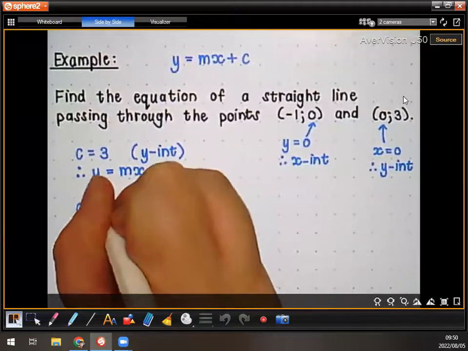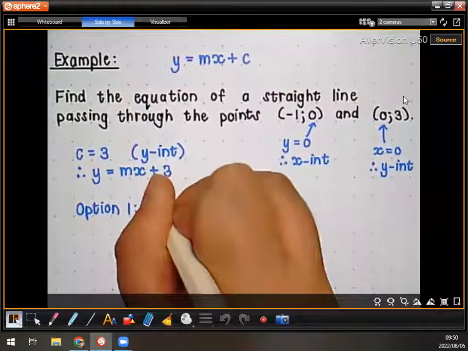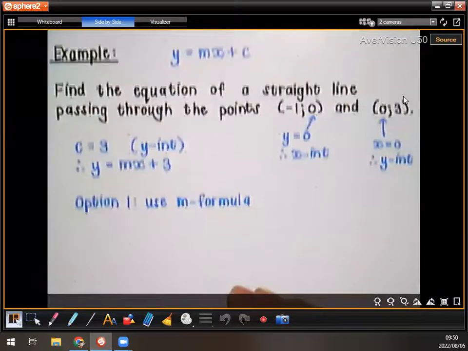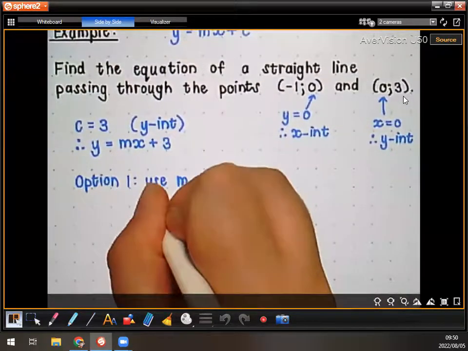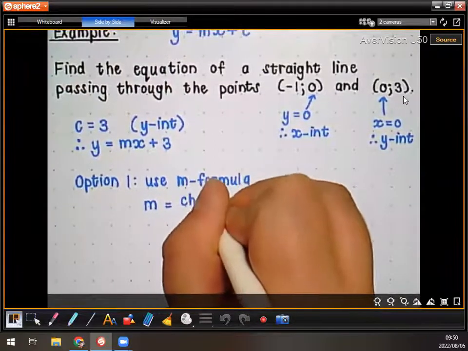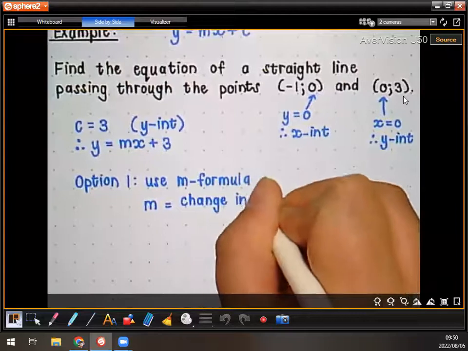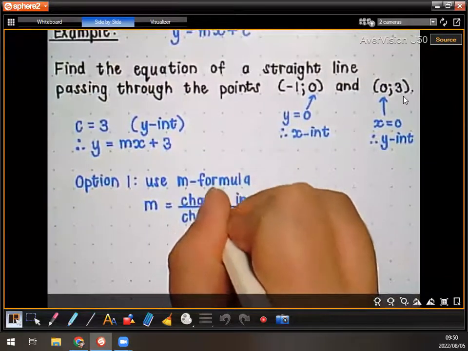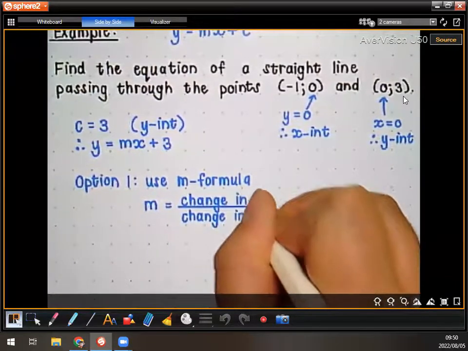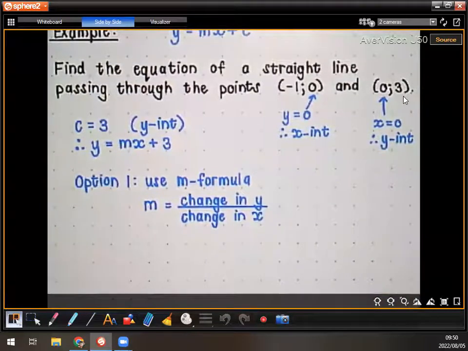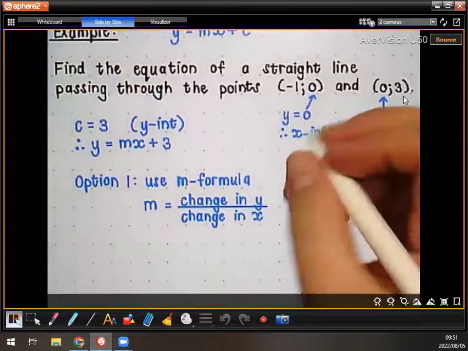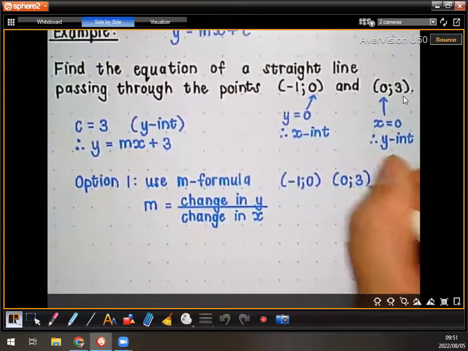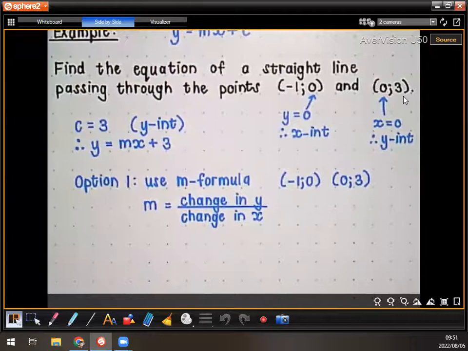Option 1 would be to use the m formula, and you remember that that formula was m is equal to change in y over change in x. I'm just going to rewrite the 2 points that we have. Those are the 2 points that were given, (-1, 0) and (0, 3). So we use those 2 points in this formula.